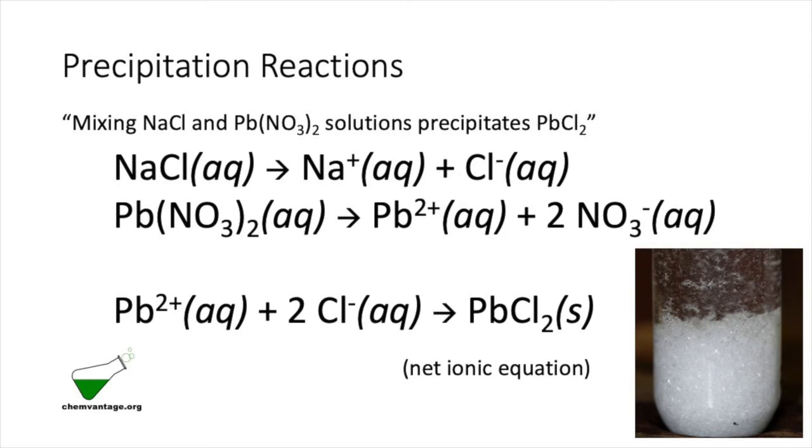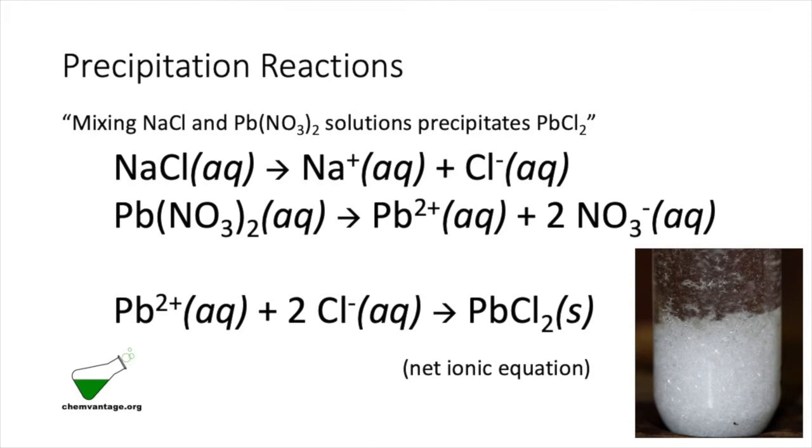in water. But when lead ions and chloride ions encounter each other in solution, they precipitate as a white solid, lead chloride, which appears at the bottom of the container, as shown here. Notice that 2 chloride ions are required for each lead ion in order to balance the mass and the overall charge on both sides of the equation.